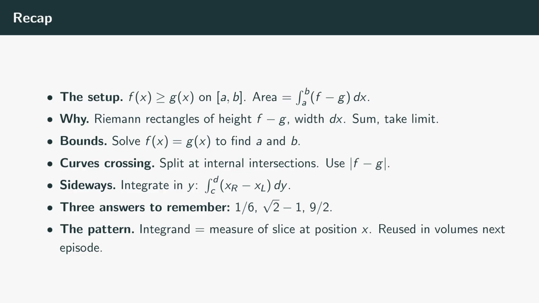Next episode, we spin a region around an axis to make a 3D solid and ask for its volume. The integrand will be the cross-sectional area of the solid at position x, and the formula will look eerily familiar. Volumes by disks, washers, and shells.